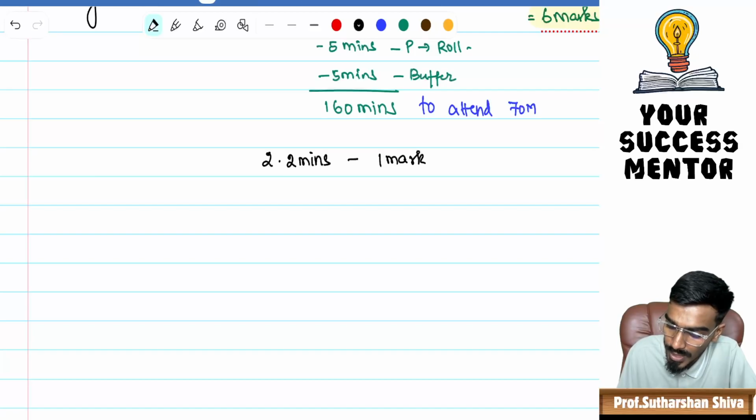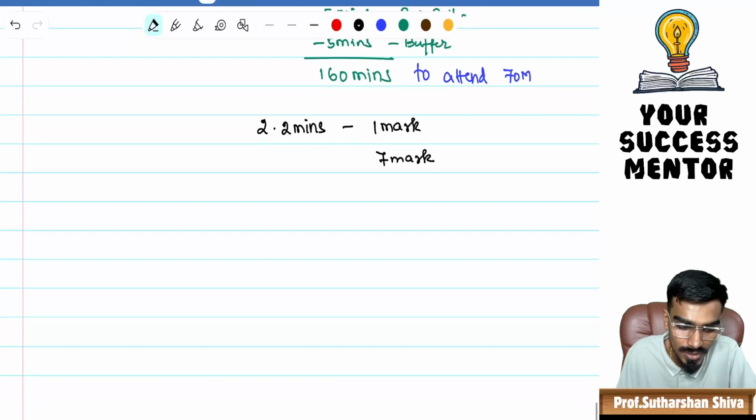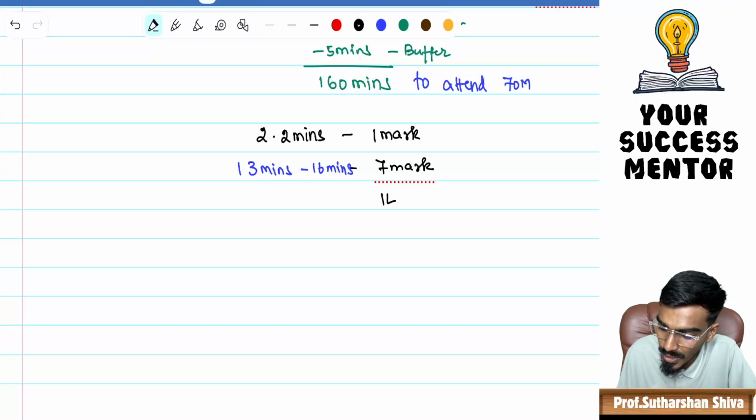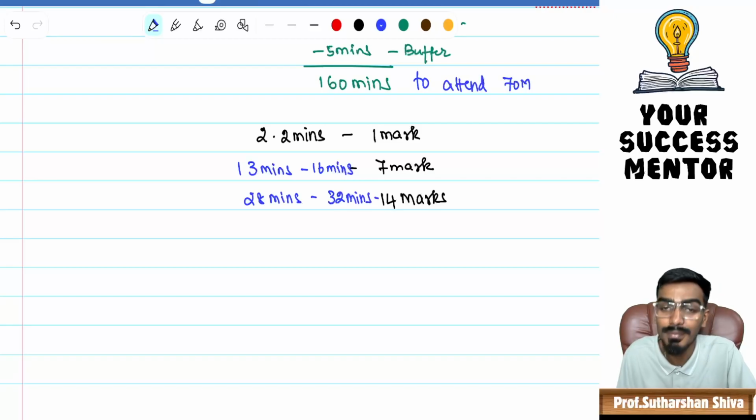So if you want to write a 7-mark question, the maximum time you can take is 15 to 16 minutes. Not more than that. I can fix a range of 13 to 16 minutes. Suppose they test you with a 14-mark question, then you can go on for 28 to 32 minutes. One full half an hour can be given for the 14-mark question.